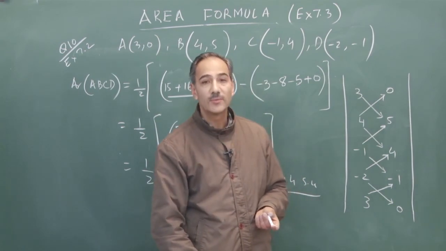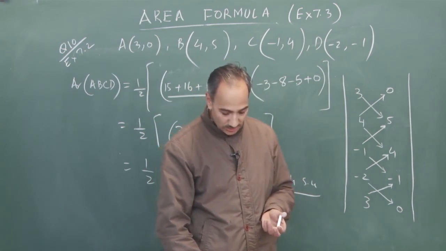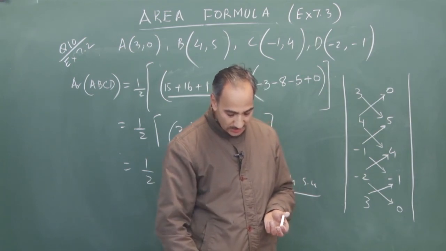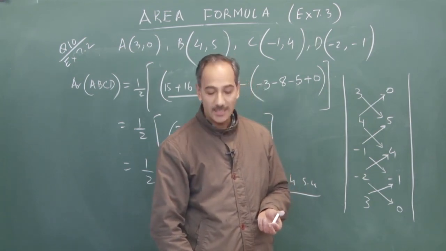Now we have the last sum of this exercise 7.3. This is question number 5. Let's see what the question says. It says you have studied in class 9 that this was based on triangles.